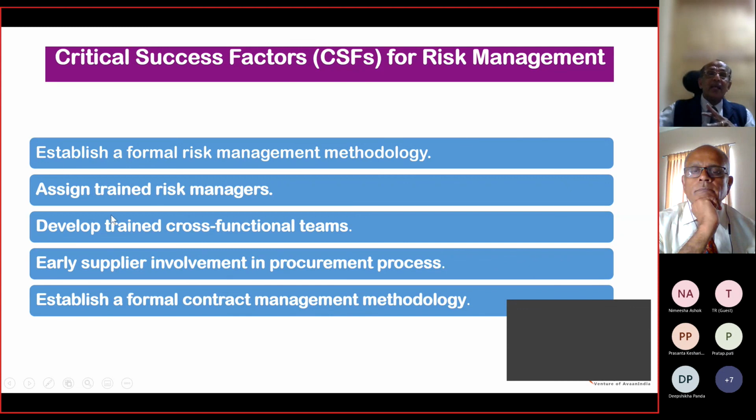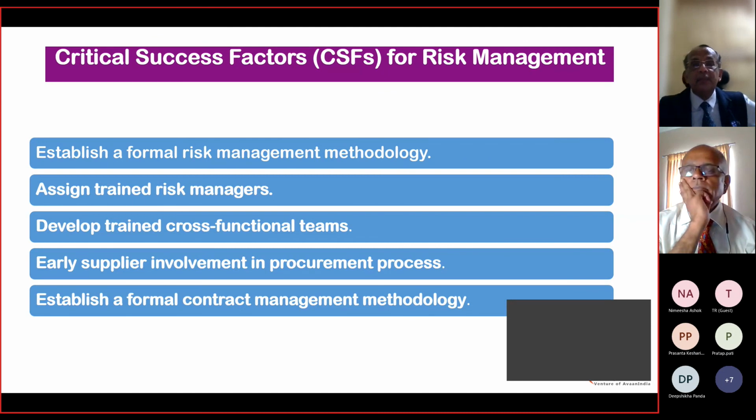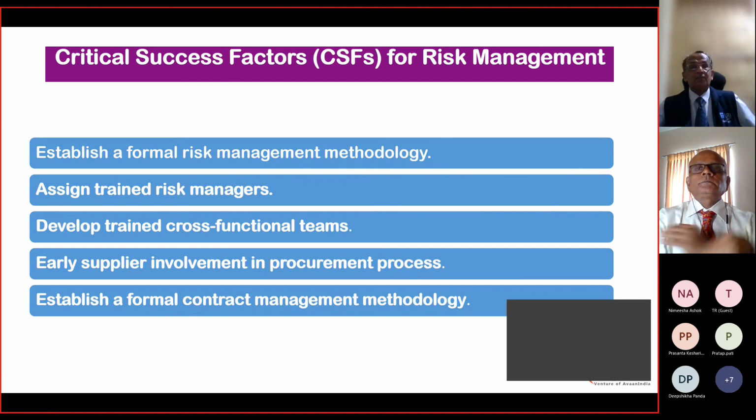Then develop a trained cross-functional team. Cross-functional teams are becoming a norm, consisting of people from various departments. It can be legal, HR, or operations. All these people are involved in the cross-functional team so that you get different points of view before you take a conscious decision.